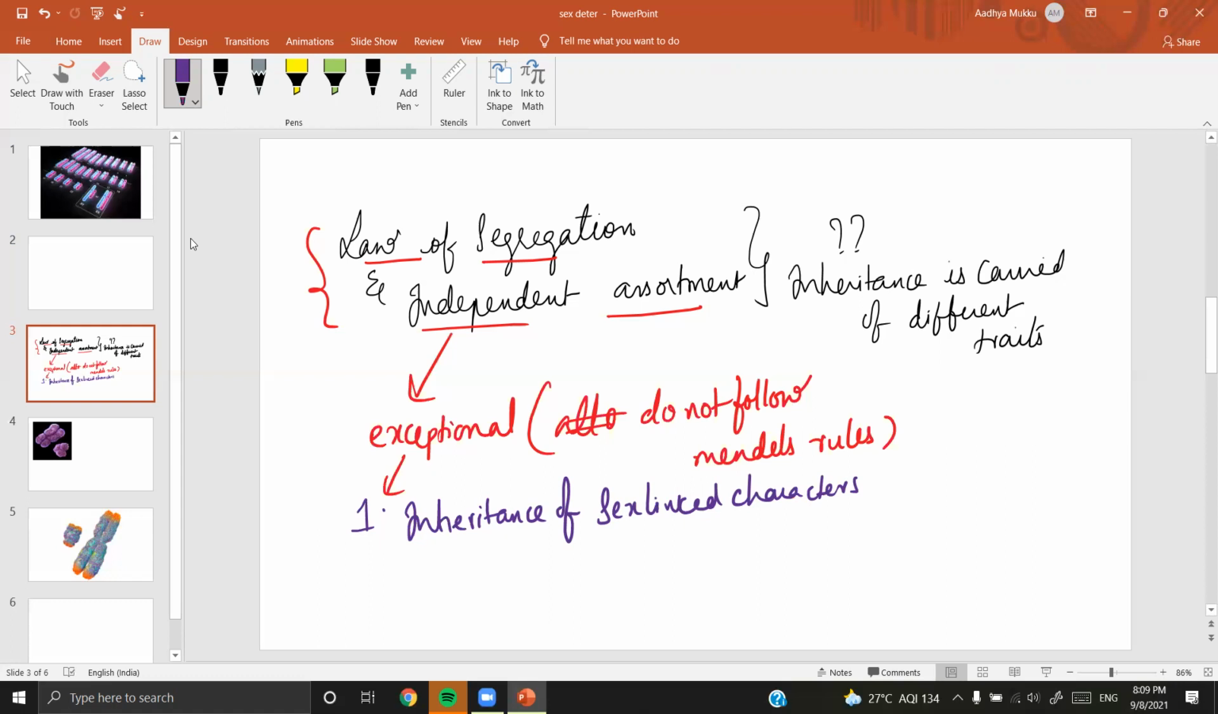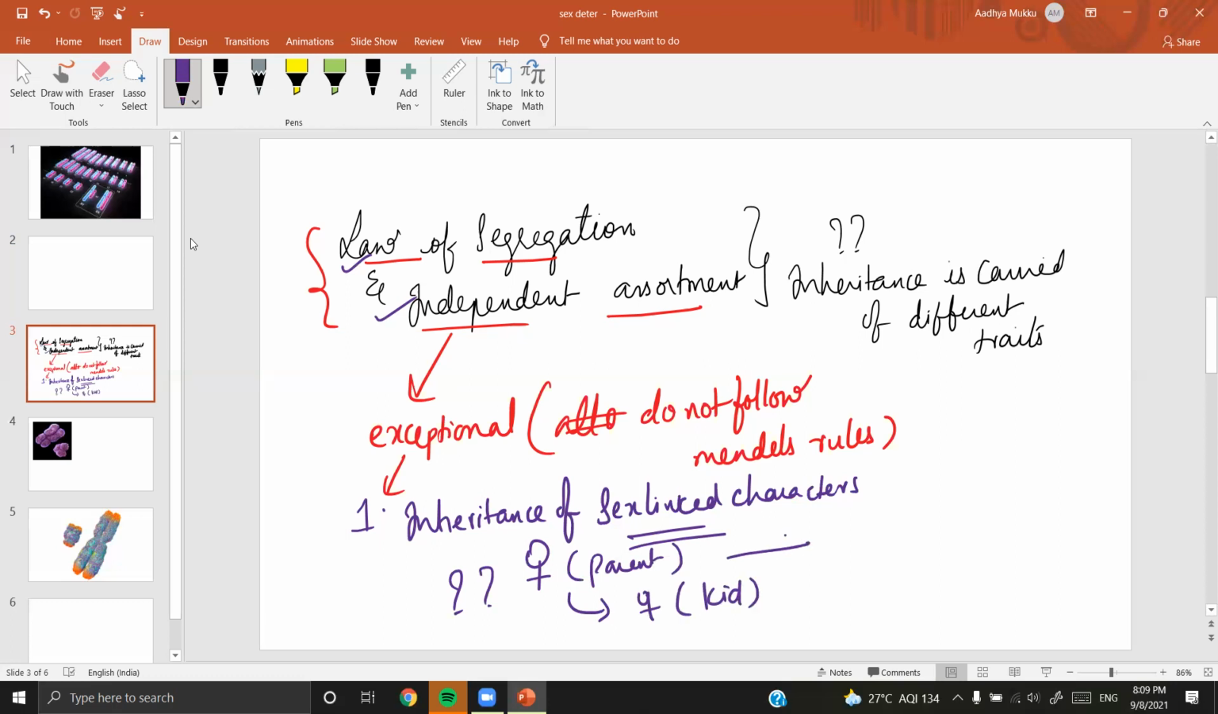And how are these actually inherited? The only thing to remember here is that the characteristics are determined by genes on the sex chromosomes themselves. The first question I raised is, how are these characters inherited if they do not follow the law of segregation or independent assortment? How are they passed from a parent to a baby or a kid?